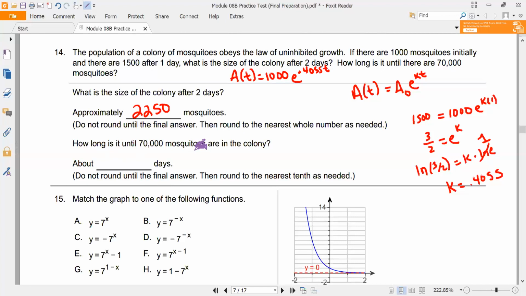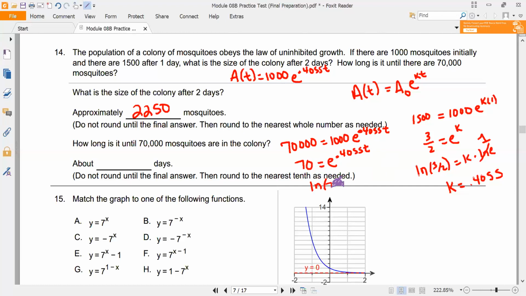And then how long until there are 70,000 mosquitoes in the colony? So 70,000 is our future value. We know 1,000. We're trying to find the time. Sorry, I don't want a negative there. 0.4055t. Anytime you're solving for an exponent and the bases on both sides don't match, you're going to be using your natural log or your logarithms. I'm going to divide by 1,000 first. So that's going to make that 70 equals e to the 0.4055t. And hopefully you're kind of seeing a pattern.